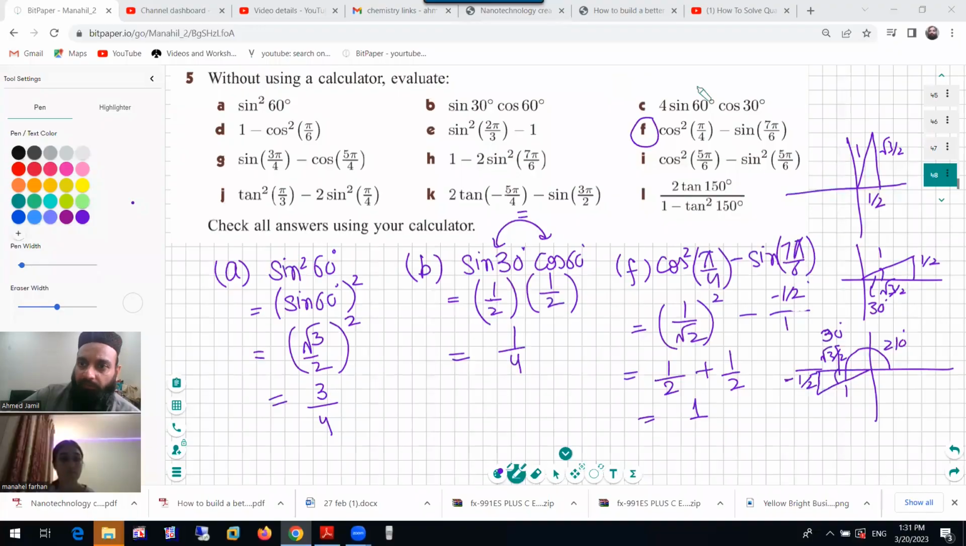Okay, anything else? Should I solve part K or part L? Sorry, L part or K part? L part, okay. Yeah.